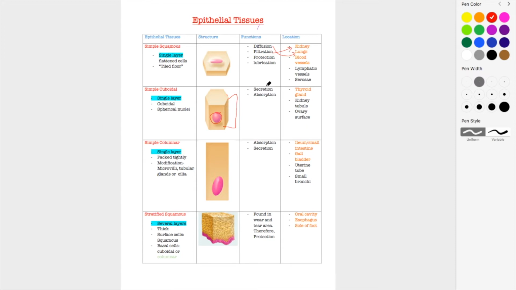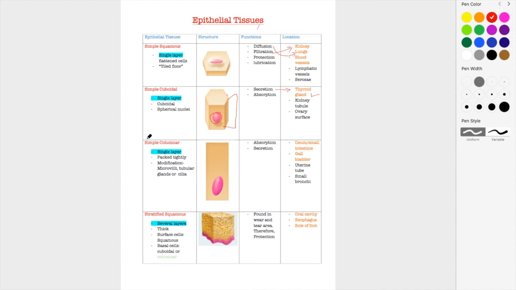Their main functions are secretion and absorption, and it is usually located in the thyroid gland, because of secretion in the thyroid gland, right? You can also have this type of epithelium in the kidney tubule and ovary surface. But whatever I highlighted is the main thing you at least need to know. Cuboidal, think of gland, thyroid gland.